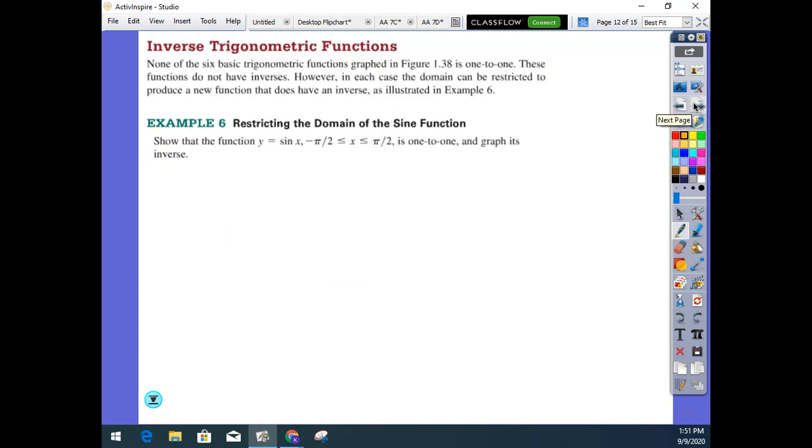Okay, so it says show that sine from negative pi over 2 to pi over 2 is 1 to 1 and graph the inverse. I kind of had to squish this in here. So first of all, if I graph sine from negative pi over 2 to pi over 2, it looks like this. Notice this passes both the vertical test and the horizontal test, and so it's both a function and 1 to 1. So here's the key.